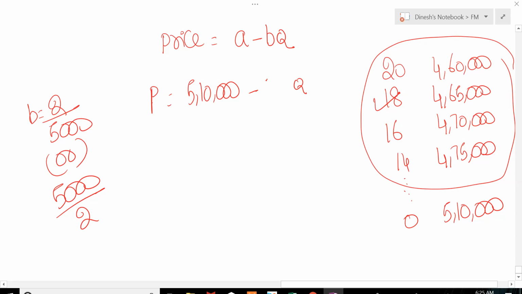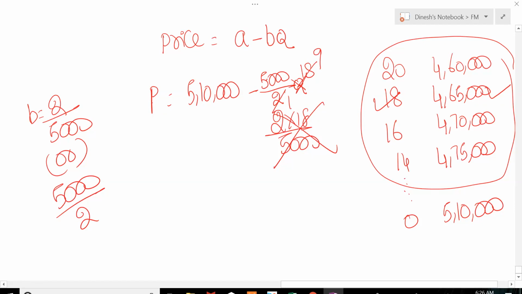If you do 2 by 5,000 and substitute, you will not get the answer. It will become 2 into 18 by 5,000. The price will remain the same 5,10,000 itself, because 2 into 18 by 5,000 is less than 1. So the equation is not this. If you substitute 18 here, 5,000 into 9 is 45,000. 5,10,000 minus 45,000, you will get 4,65,000. That's why I said substitute. Try substituting and see whether you are getting the equation.